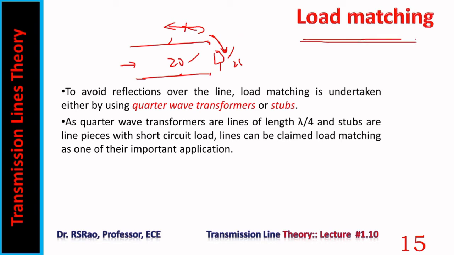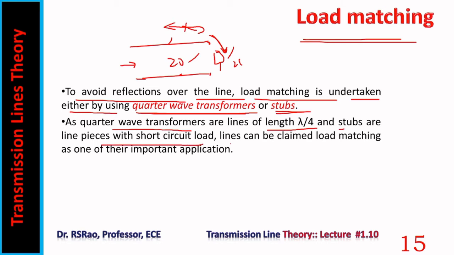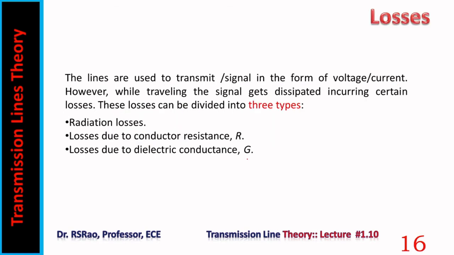These load matching techniques use pieces of transmission lines. They are called quarter wave transformers or stubs. To avoid reflections over the line, load matching is undertaken either by using quarter wave transformers or stubs. A quarter wave transformer is a line of length lambda by 4. Quarter means lambda by 4. And stubs are line pieces with short circuit load. Lines can claim load matching as one of their important applications. So stubs and quarter wave transformers are pieces of lines used for load matching purposes. Load matching is one of the secondary applications.